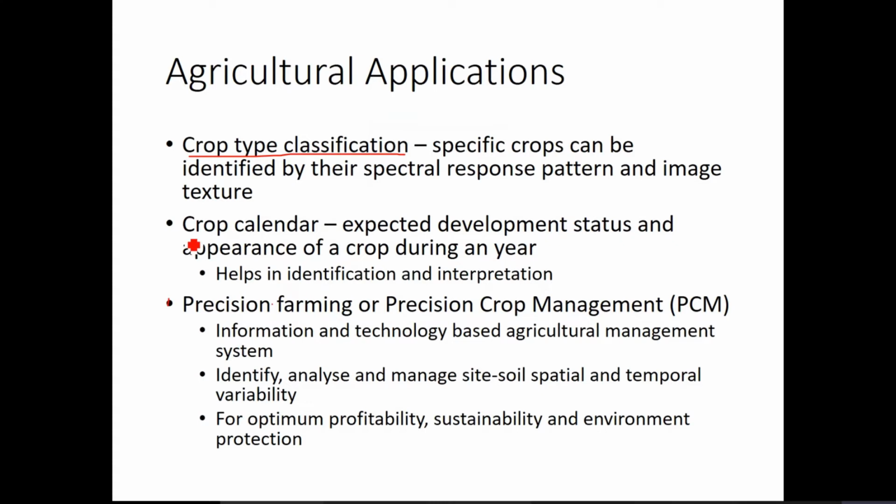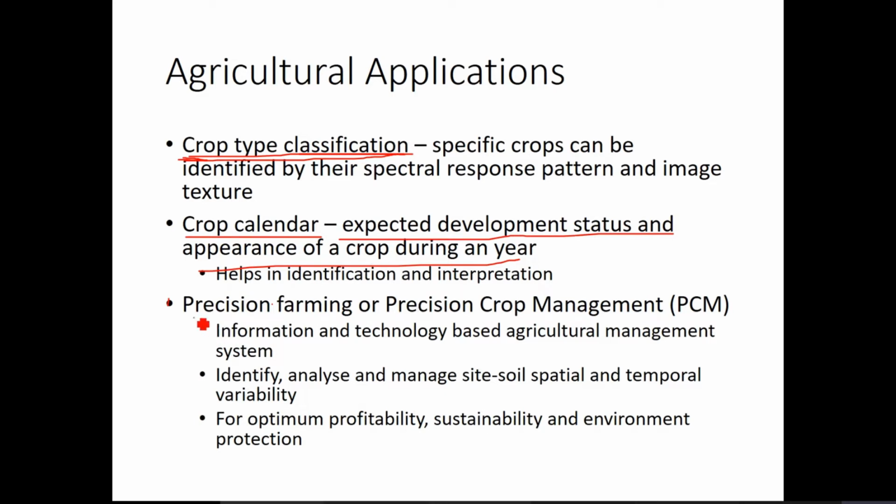Then you can go for a crop calendar. You can develop a crop calendar where first you obtain the aerial photograph, then you go for crop type classification, then you prepare a crop calendar where the expected development status and appearance of a crop during a year is used for identifying and interpreting the crop yields and related data.